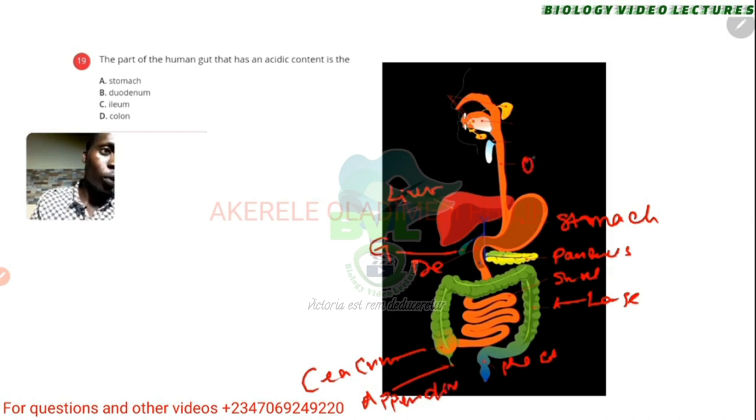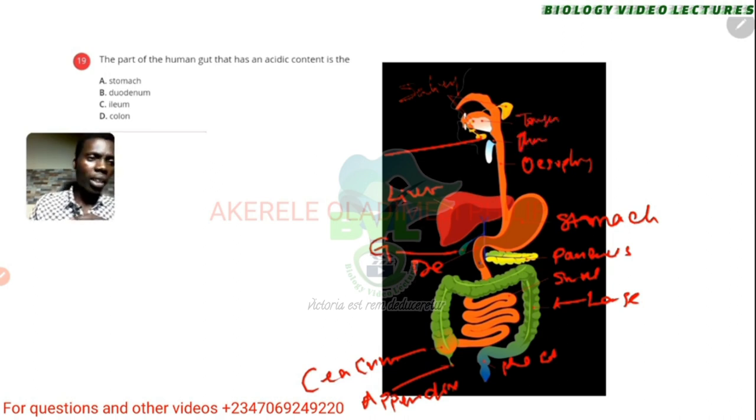This is the esophagus. I'm not sure what that is, but this is salivary. All of these are salivary glands. This should be the pharynx. This is the tongue. It's not so explicit. All right. Well, those are those structures.